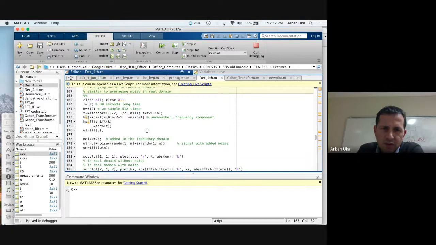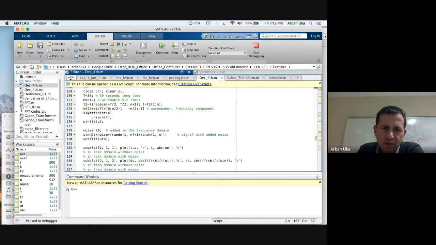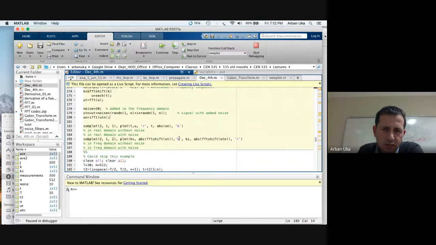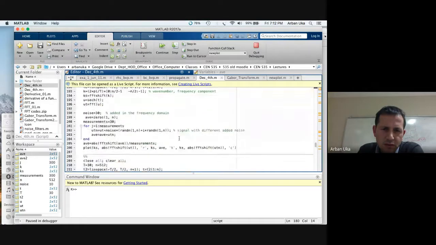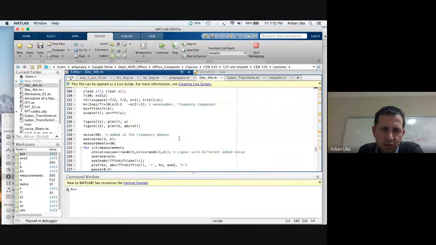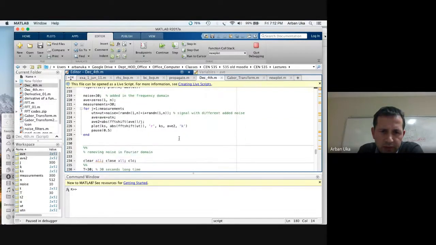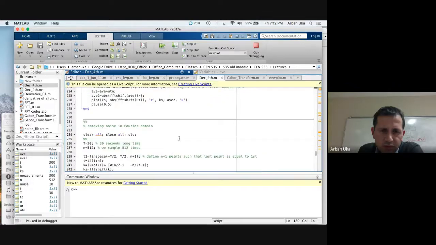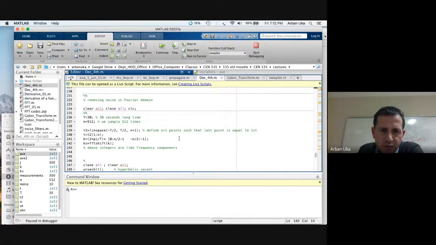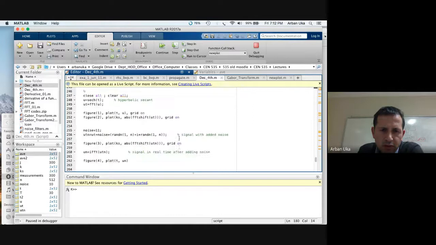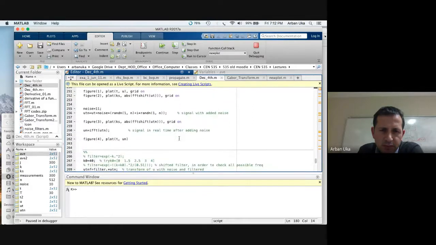So here we see another example. Apparently, we have added noise in the complex domain. These codes you have, so you can download them from Google Classroom and experiment with them. So what is this other one about? Added in the frequency domain. This is something similar: remove noise in the Fourier domain. I think we took the average here, yes.